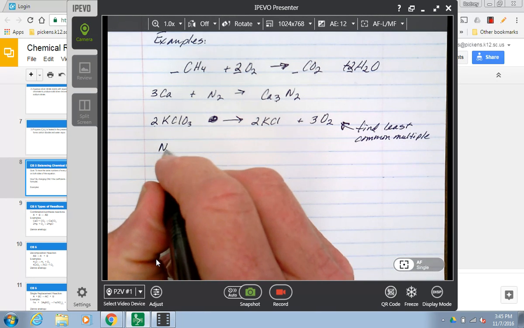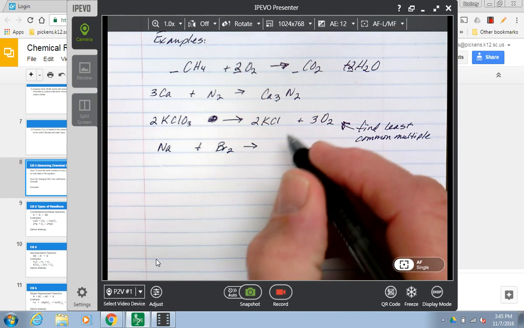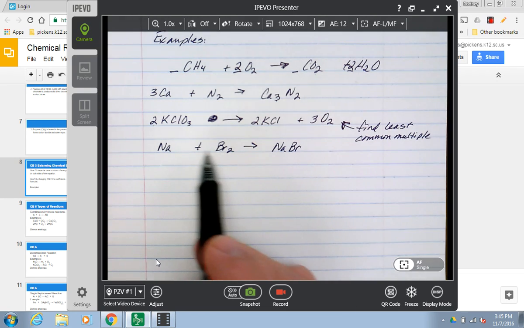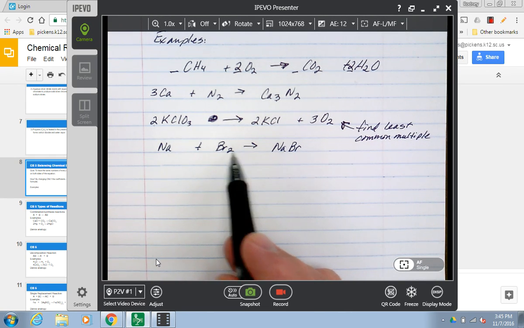Let's do another example. Let's do Na plus Br2 is going to produce NaBr. So we look at this one. We've got 1 Na on the left, 1 Na on the right. We've got 2 Brs on the left. We only have 1 on the right.